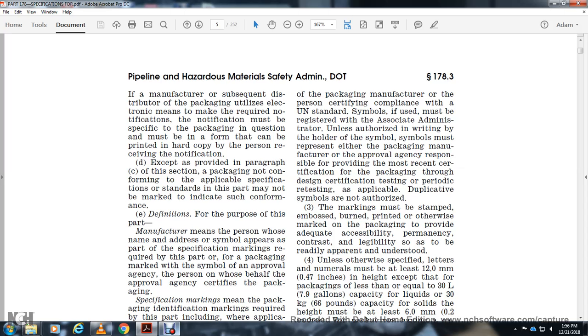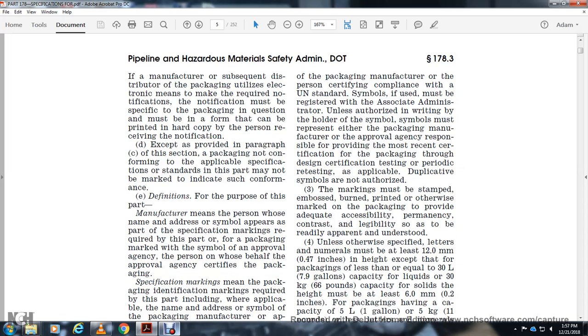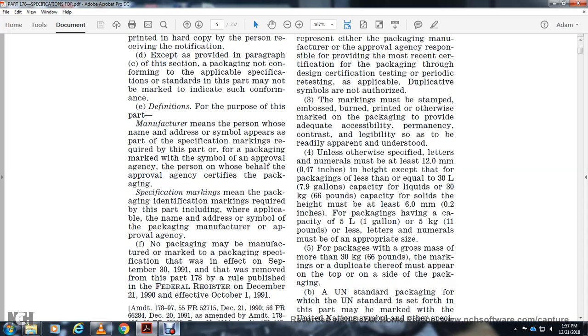Duplicative symbols are not authorized. Packaging must be stamped, embossed, printed or otherwise marked to provide adequate accessibility, permanency, contrast, legibility, and be readily apparent and understood. Unless otherwise specified, the letters and numerals must be at least 1/6 of an inch in height, except for packaging of at least 30 liters capacity for liquids or 66 pounds capacity. The height would be 2/10 of an inch for packaging of half that capacity, with 1 gallon, 11 pounds or less, and letters and numerals must be of appropriate size.